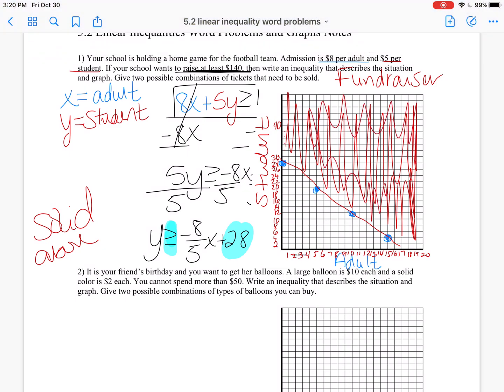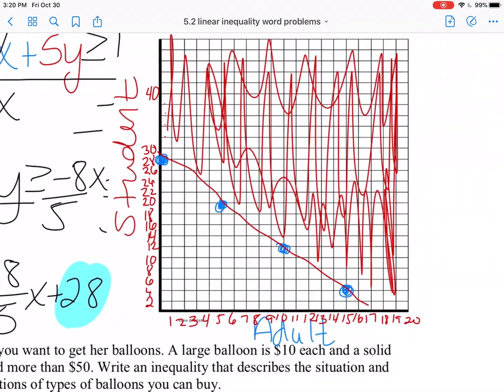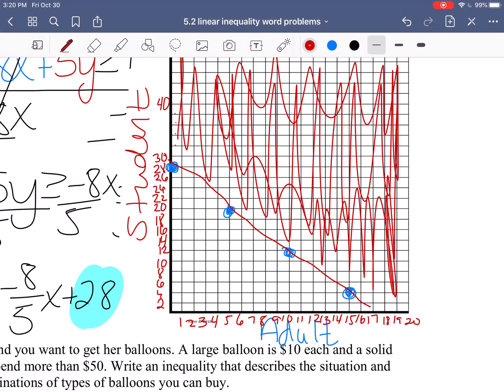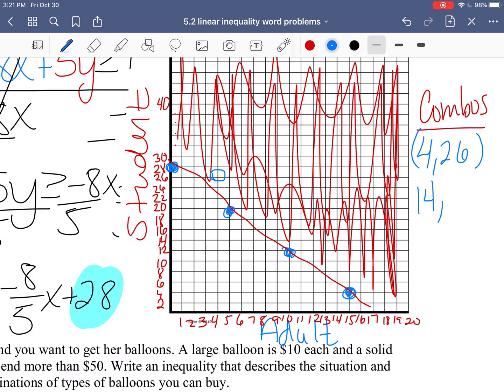The last part says give two possible combinations of tickets that need to be sold. So what they're looking for is two possible answers or combinations, I'm going to write this on the side. The combos would be anywhere within the shaded region. So for example, if I sell 4 adult tickets, then I need to sell 26 student. If I sell 14 adult, then I need to sell at least 8 student. So you're just looking at any point that is within this region.